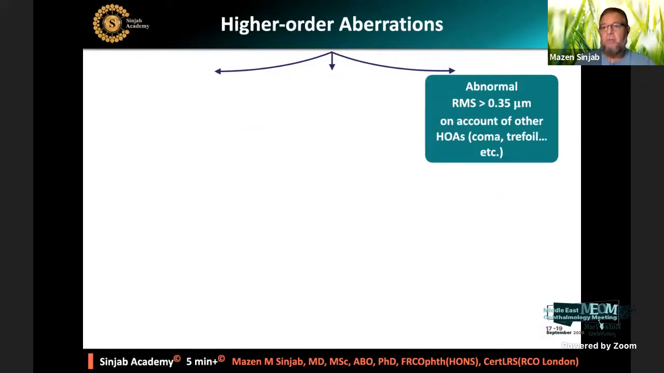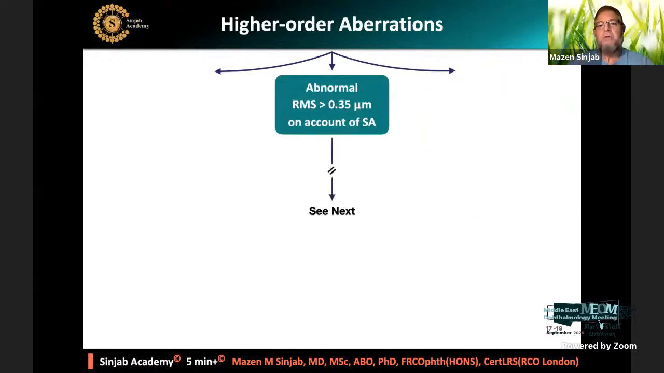We come to the third pathway, which is the abnormal RMS on account of other high order aberrations. In this case, we must not play with the spherical aberration. We must not play with the high order aberrations of the patient, because if we play with the spherical aberration, we are going to induce more high order aberrations, and part of which may be native, and we are changing the native high order aberrations and the patient will suffer from dysphotopsia. So the best option in this case is to just maintain what the patient has by implanting zero spherical aberration.